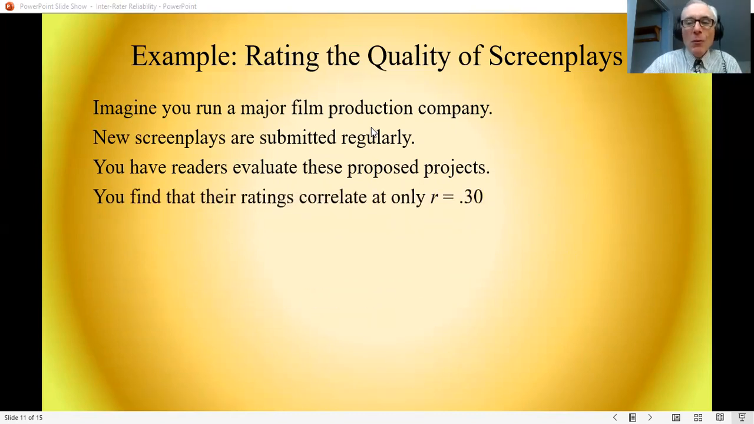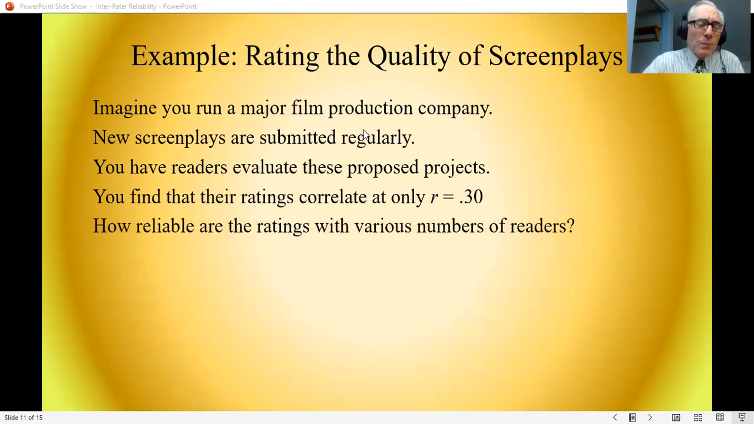Now, you have some nerdy psychologist on staff somewhere, maybe your kid goes to college where I'm teaching this course, and you find that their ratings actually correlated only 0.3. So they correlate positively, but the separate judges are really giving very, very different judgments in many cases. So how reliable are the ratings? I hope you all recognize there'd be a lot at stake here. We could be investing tens of millions of dollars in each movie. We don't have bottomless pockets. So if we're basically selecting screenplays almost at random, that's not a good thing.